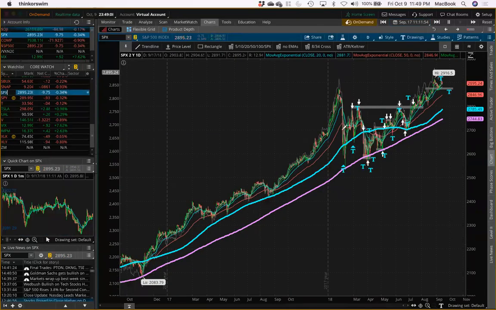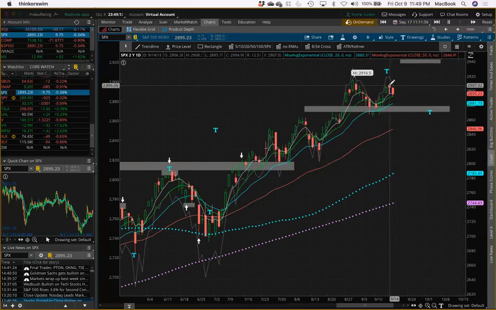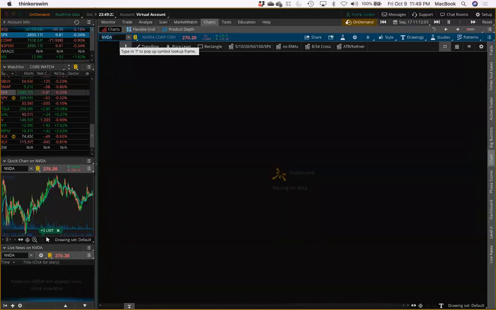Let's see what the S&P is doing. S&P got there, but now it's pulling back. It hit the 20 EMA. Let's go back to NVDA.